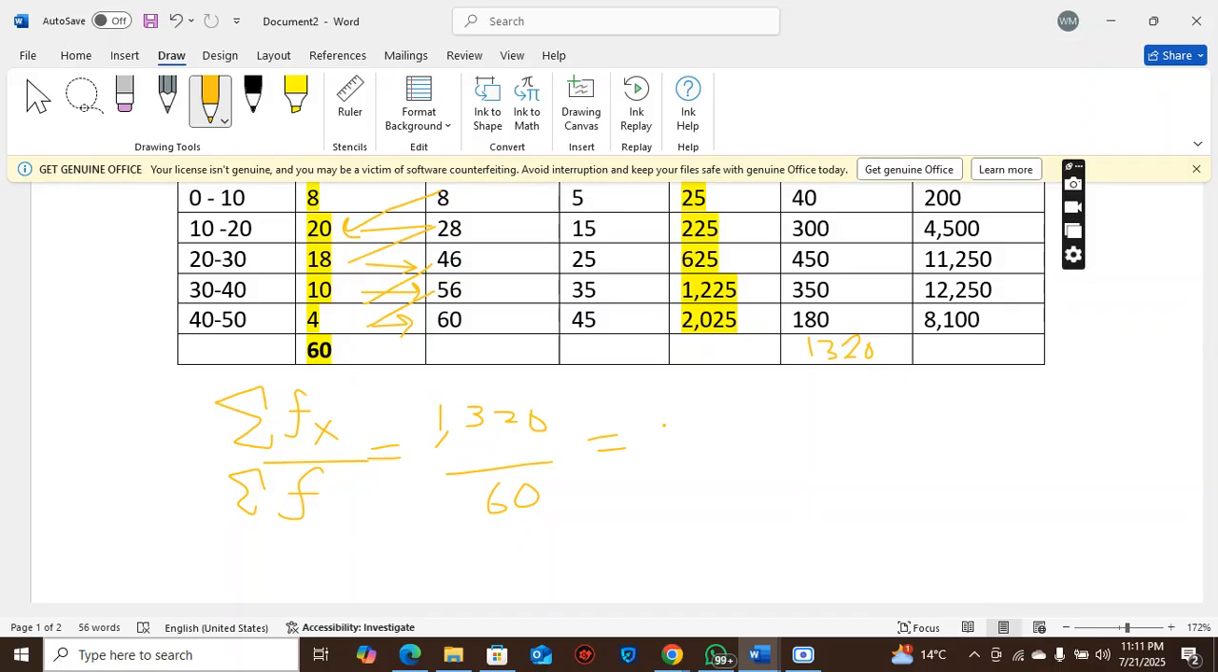$22. I think we're using dollars. Yes, that is our mean. Any questions?